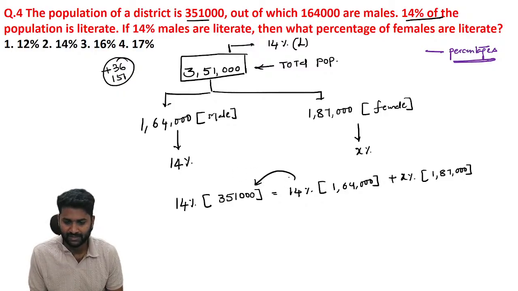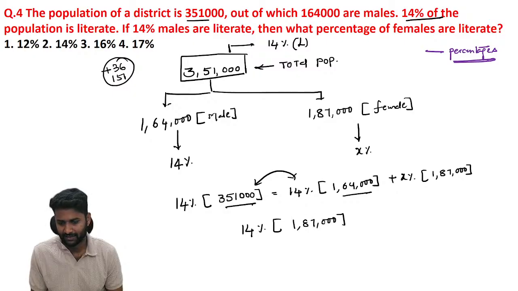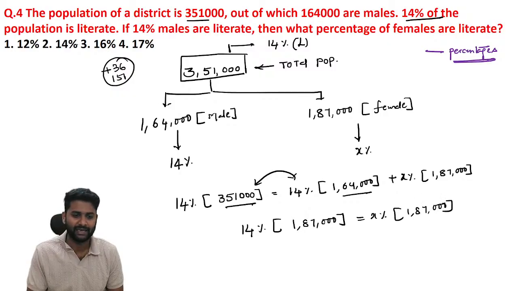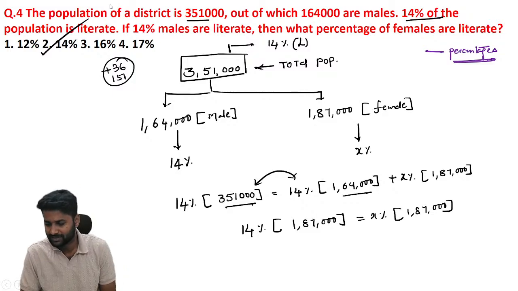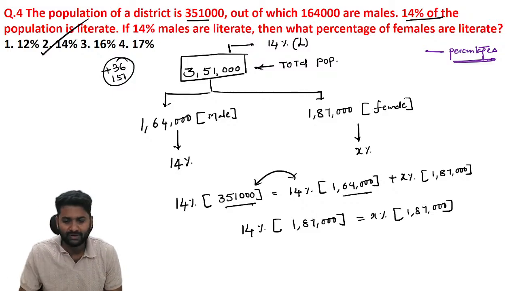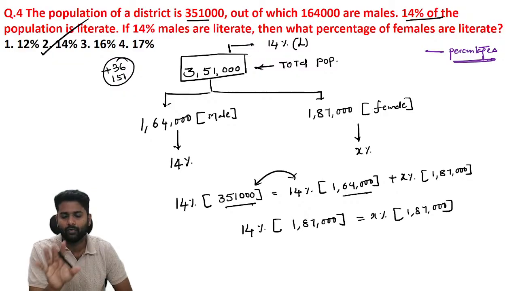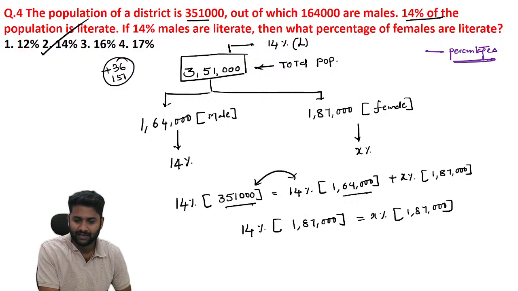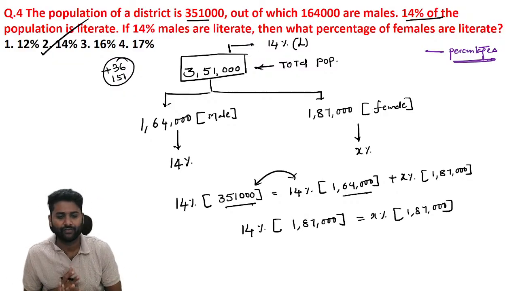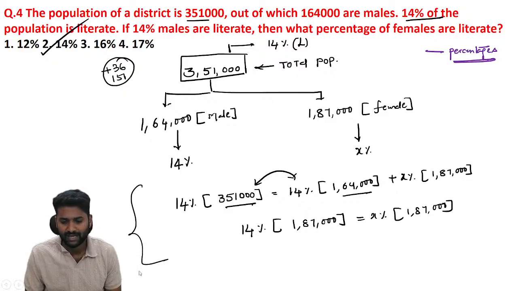If you observe these two numbers, 14% is common, and again 351 and 164 value become 187,000. So 14% of 1,87,000 is equal to X percentage of 1,87,000. Now again the X value becomes 14%. Don't go through the simplification, but understand that if overall is 14, if males are 14, definitely females are also 14. So no need to go through all these calculations.